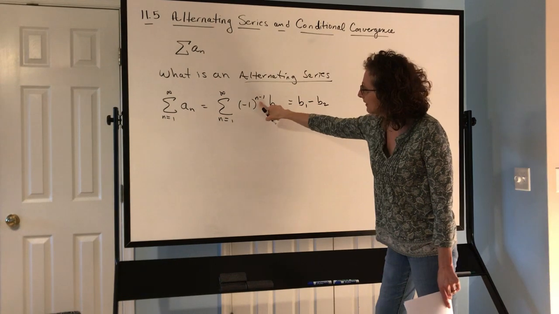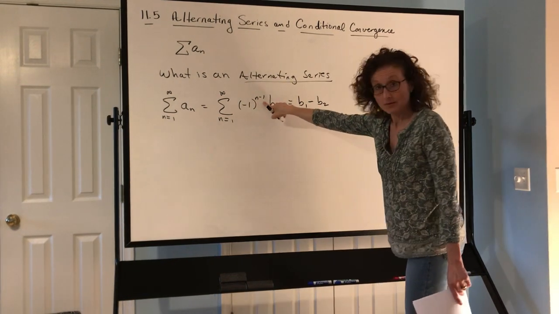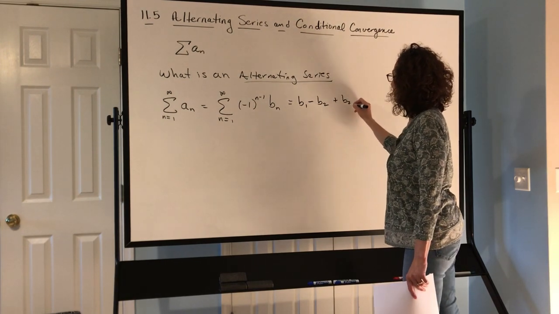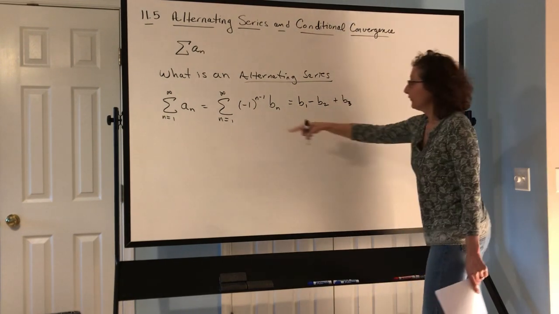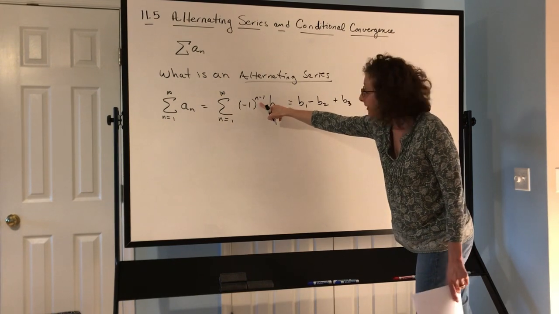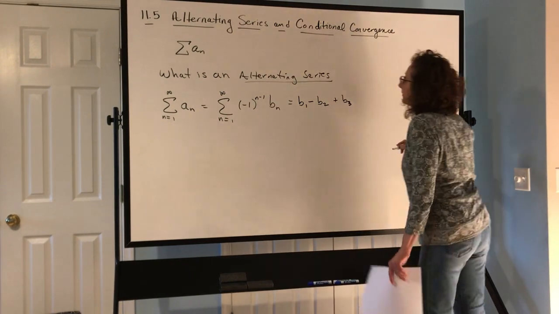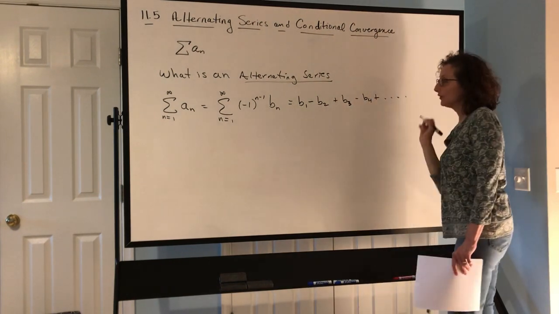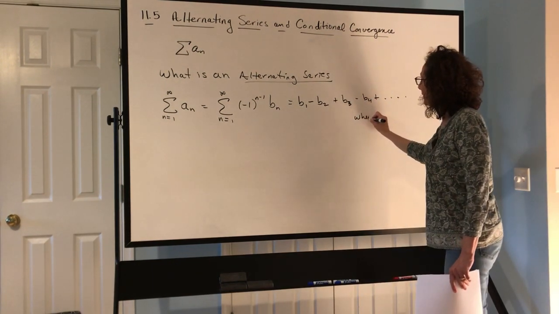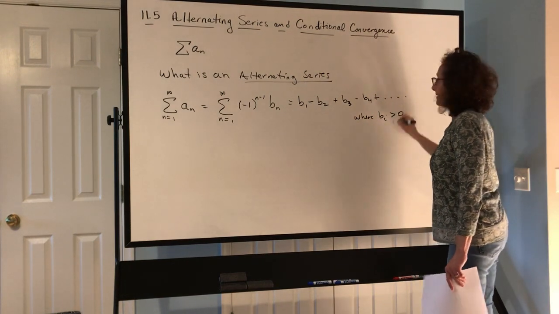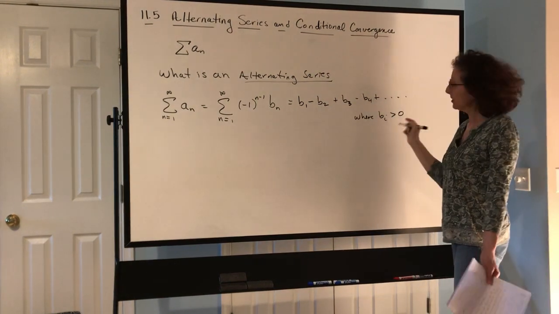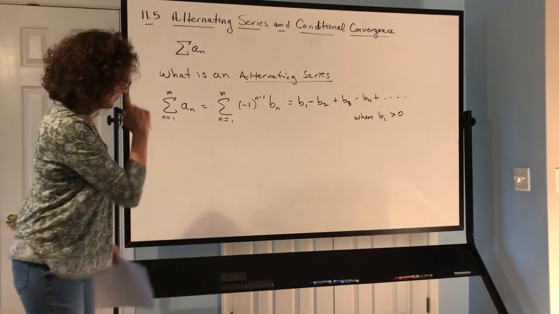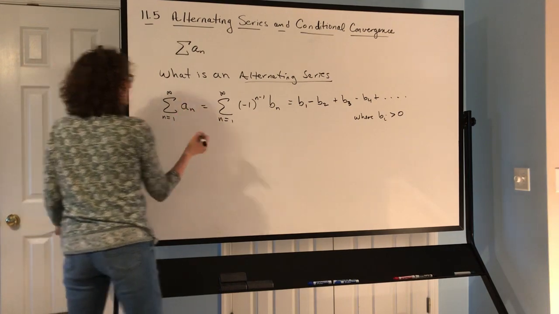When n is 3, that's 3 minus 1, 2, even. So that'll be positive, so it'll be plus b3. When n is 4, that'll be odd, 4 minus 1, 3. And so what do we have? Minus b4. An alternating series where the b sub i are all positive. So b1, b2, b3, b4, they're positive. The sign change is happening with this factor. Does that make sense? So that's an alternating series if it looks like that.